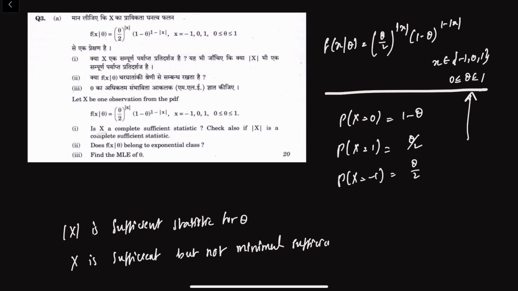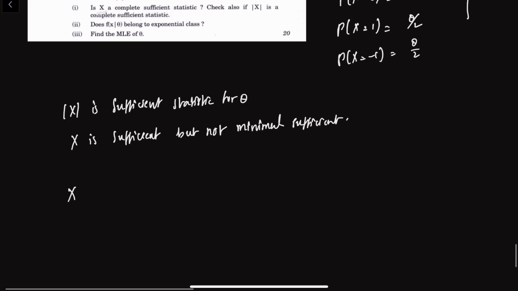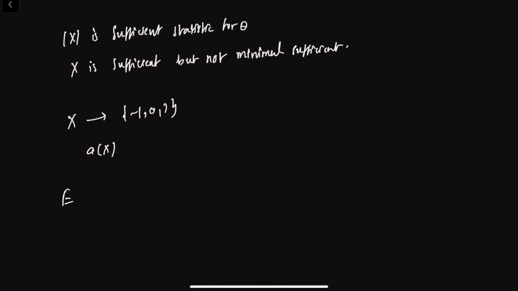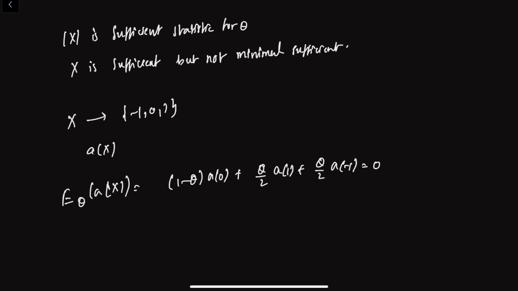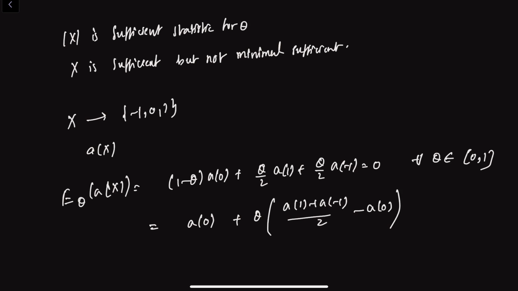So x is sufficient as well, but not minimal sufficient. Now, regarding completeness: x takes three values, minus 1, 0 and 1. In order to test completeness, let a of x be any function with expectation of a of x equal to 0. That would be (1 minus theta) into a of 0 plus (theta by 2) a of 1 plus (theta by 2) a of minus 1 equals 0. This must be 0 for all theta belonging to 0 to 1. If we rewrite this by rearranging the terms, a of 0 plus theta into [(a of 1 plus a of minus 1) by 2 minus a of 0] must be equal to 0 for all theta.